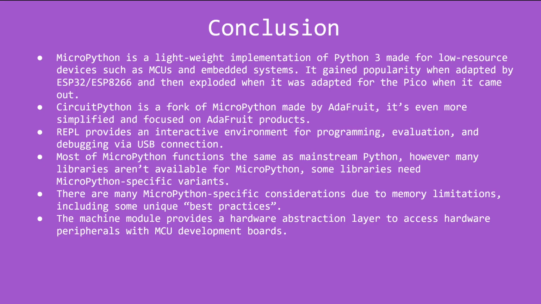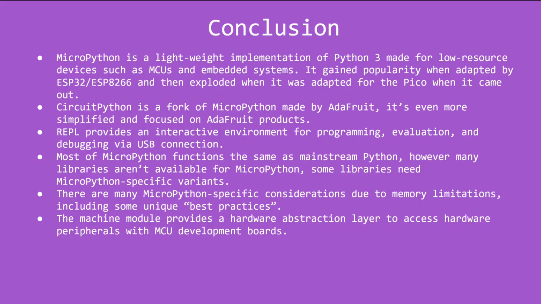Now, just to wrap things up, MicroPython is a lightweight implementation of Python 3 made for low resource devices, such as microcontrollers and embedded systems. It really started to gain traction when it was adopted by the ESP32 and ESP8266. Then it really exploded when it was adapted for the Pico when it came out. CircuitPython is just a fork made by Adafruit. It's even simpler and easier to use, and it's focused on Adafruit products. REPL provides an interactive environment for programming, evaluation, and debugging via the USB connection.